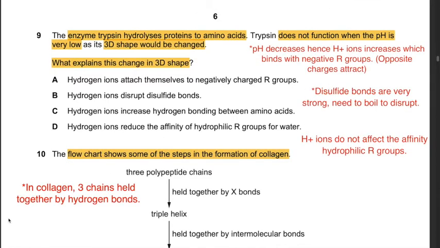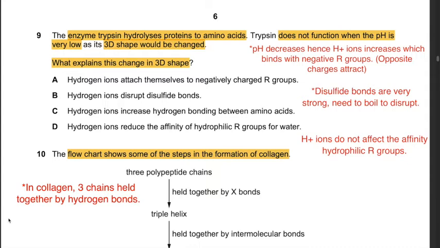Question 9. The enzyme trypsin hydrolyzes proteins to amino acids. Trypsin does not function when the pH is very low, as its 3D shape would be changed. What explains this change in 3D shape? A. Hydrogen ions attach themselves to negatively charged R groups. B. Hydrogen ions disrupt disulfide bonds. C. Hydrogen ions increase hydrogen bonding between amino acids. D. Hydrogen ions reduce the affinity of hydrophilic R groups for water.